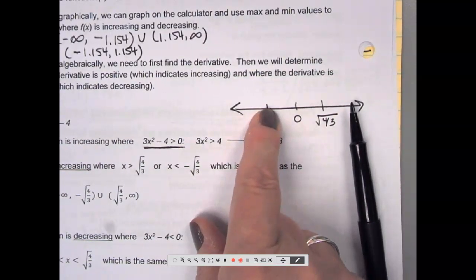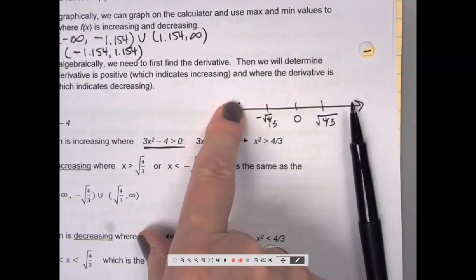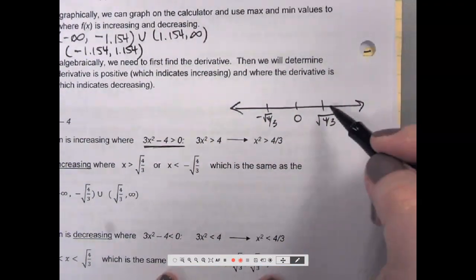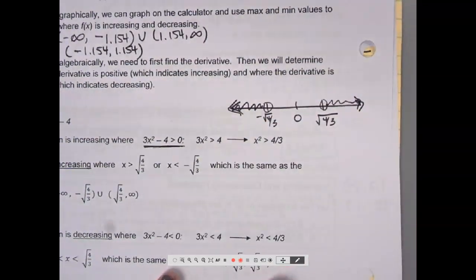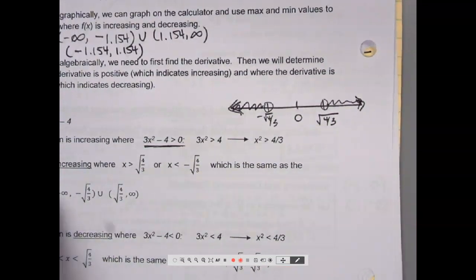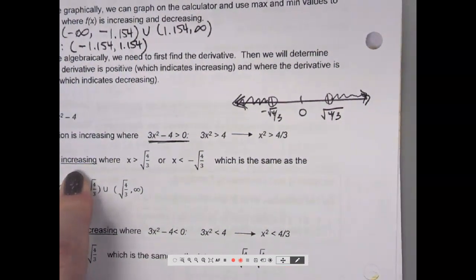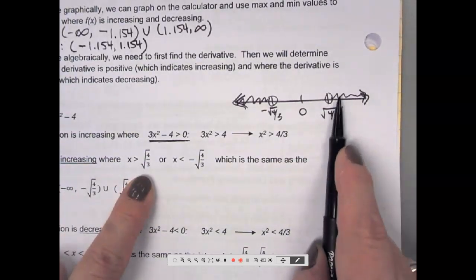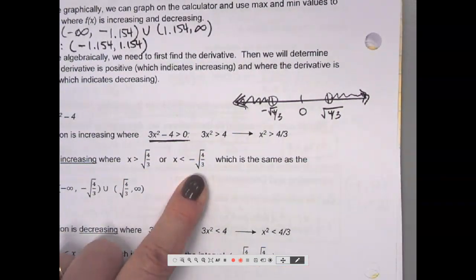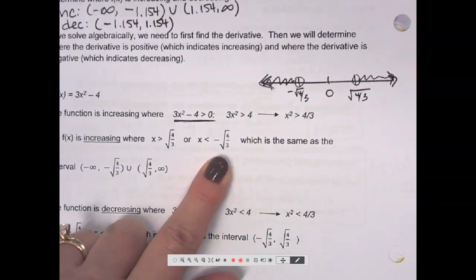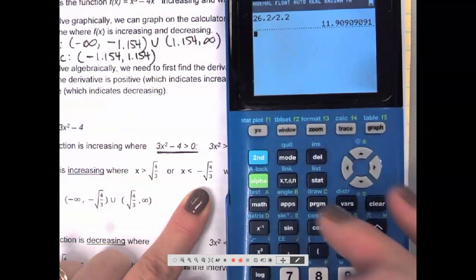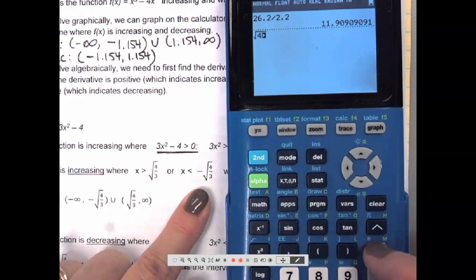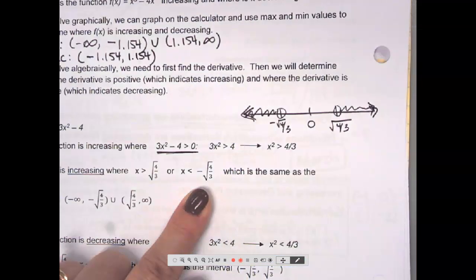Similar thing happens over here. Negative 1 squared is not bigger. But if I take negative 2 and square it, that is bigger. Okay, so it's bigger out here, right? Outside of those numbers. So I know that my function would be increasing where x is bigger than square root of 4/3, and x is less than negative square root of 4/3. Which is the same as that decimal that we found. Let's double check, but it should be square root of 4 divided by 3. Yes, that was the number that we were finding at the max and mins.